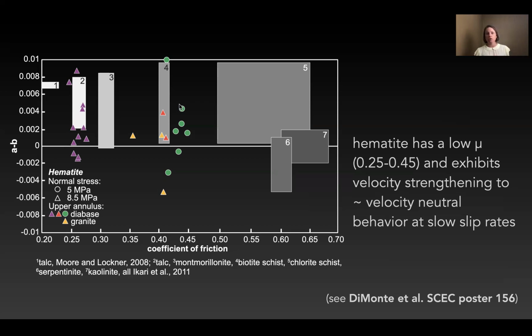For comparison, I'm showing you complementary data from phases that have similar morphologies, such as talc and clays, available in the literature. Now, these other studies are done on different experiments with a different apparatus, different conditions. And so, this is only a first order comparison. But the comparison is striking. Hematite has a low coefficient of friction, and we see that it is exhibiting broadly velocity strengthening behavior to approximately velocity neutral behavior at slow slip rates. More work is required to flesh this out, but it's interesting to note the similarities.